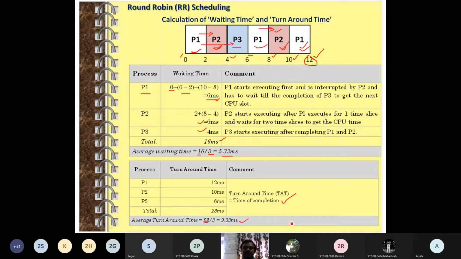So this one is the average. When its turn comes, any process waits on an average of nearly 5.33 milliseconds. Once its turn comes and it is going to end its process, on an average it takes a completion time of 9.33 milliseconds.